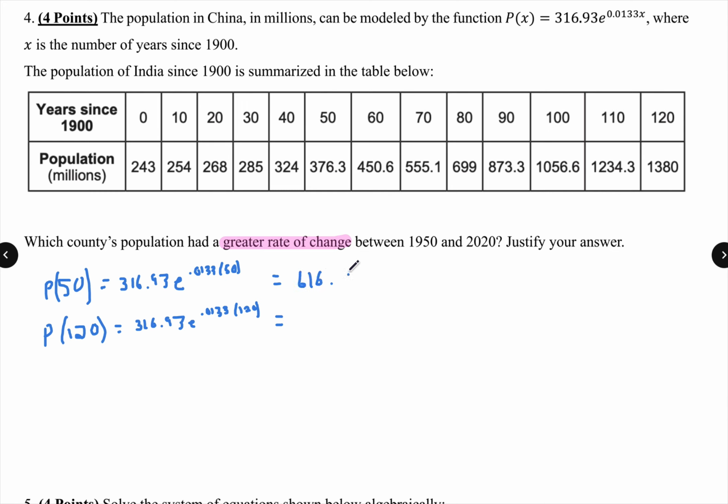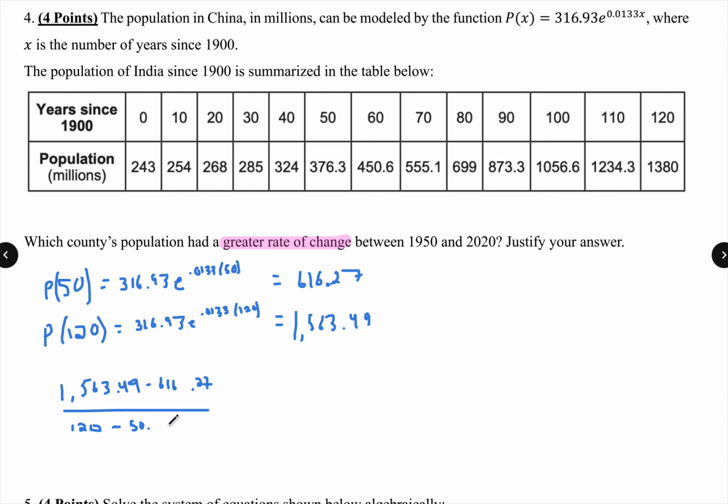We'll say 0.27. If I do the same thing again, this time it's going to be times 120. I get 1,563 points. We're just going to keep it at 0.49. So now I'm taking my outputs: 1,563.49 minus 616.27, all over my input, 120 minus 50.